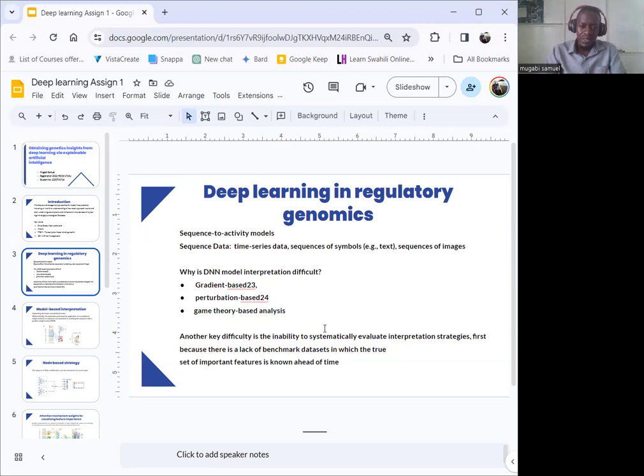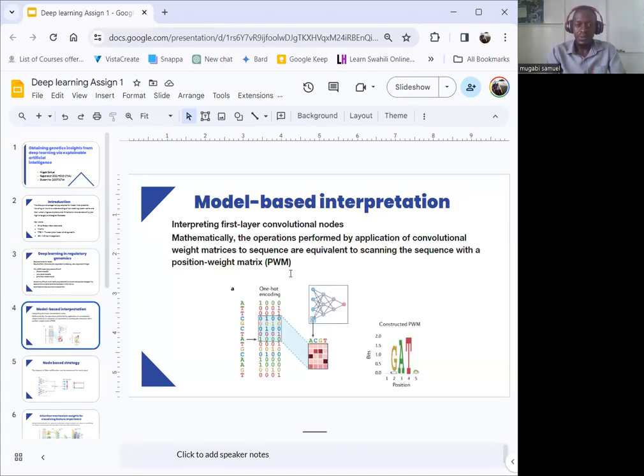Another key to this inability is to systematically evaluate interpretation strategies. This challenge comes up mainly because there is no specific dataset for all these explainable AI algorithms. There's no benchmarking dataset that we can pin to and then say this is a correct prediction, sort of like a train-test. And then you have what is true, that these features are truly the ones affecting the model, or what is not true. That is the other challenge that was identified in this paper.